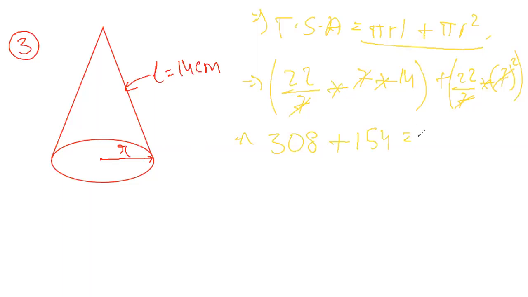And we'll try to add it. So 308 plus 154 is 462 centimeter square, because it is TSA. So the unit is centimeter square. Now the third question, the final question, is completed.